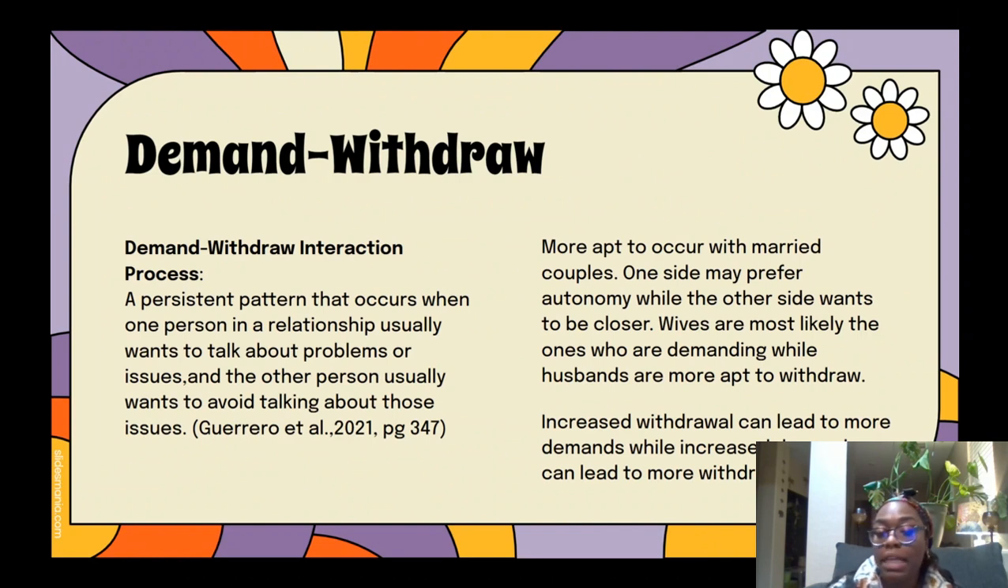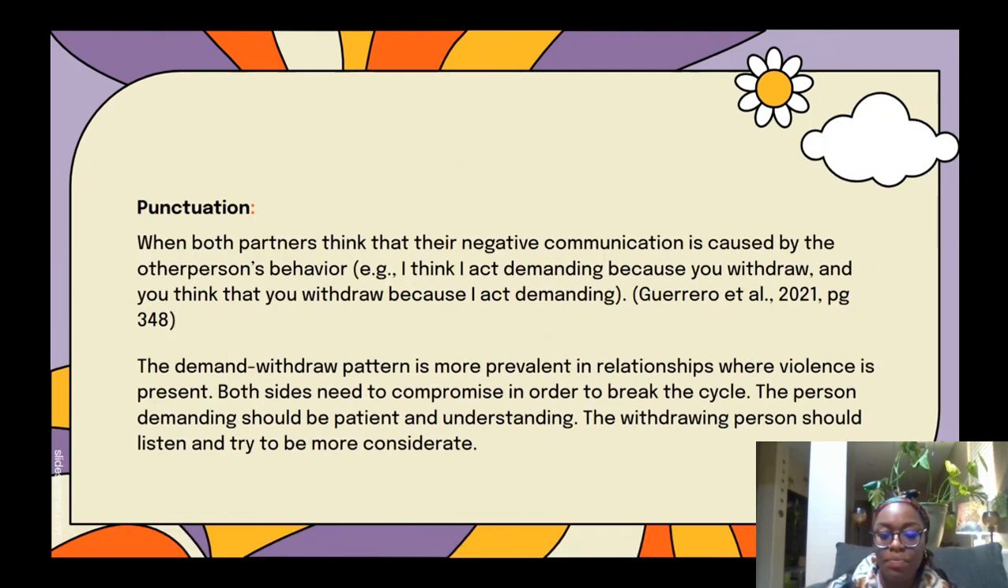Wives are most likely the ones who are going to be the demanding party, and then husbands are more apt to withdraw. But unfortunately, increased withdrawal can lead to more demands, while increased demands can lead to more withdrawal. So it's kind of like a constant push pull situation, which is very unhealthy. It's just constantly a lose lose.